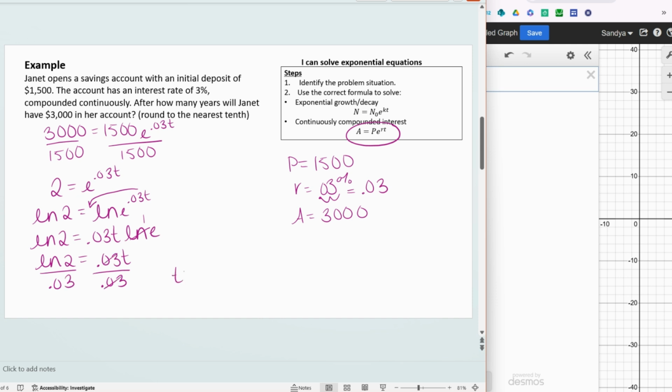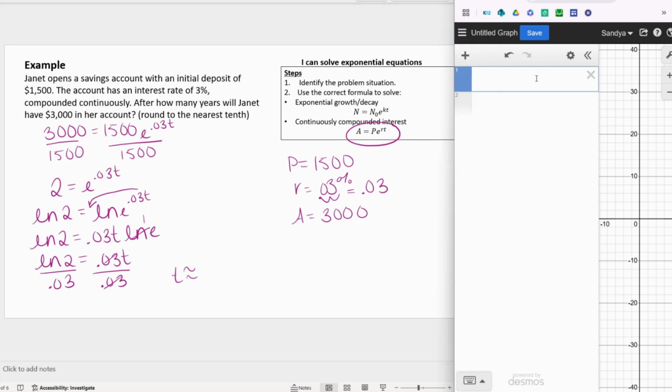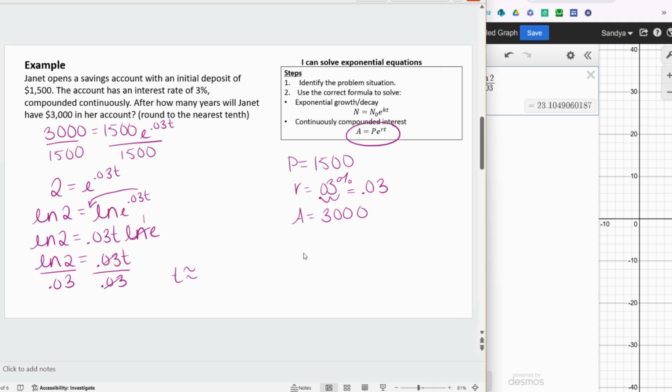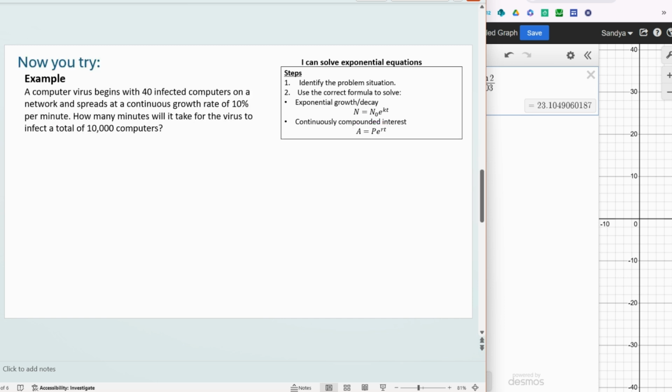So now we can approximate the value of t using our calculator. We just do the natural log of 2 and then divide by 0.03. You can see that gives us 23.1 approximately when we round to the nearest tenth. So we have about 23.1 years before she goes from 1,500 to 3,000 at an interest rate of 3%. So now you can go ahead and pause the video and try doing this example on your own.